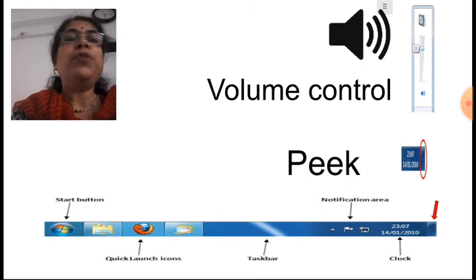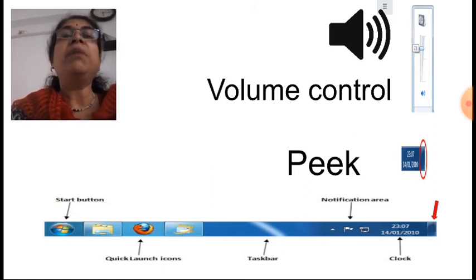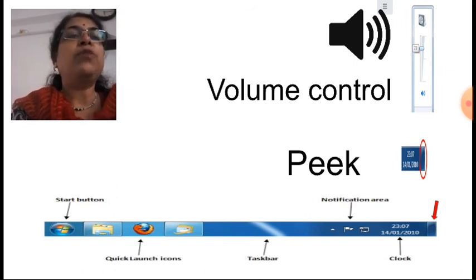Simply bring your mouse pointer on this peek area, that is on the rightmost corner at the bottom of the screen, and if you click, all the applications will be kept aside and it will give preference to showing the desktop. Means all the applications will become transparent and you can see the desktop. Got this? So whenever you do the practical or the activity, you have to try this. That option is called peek, after the date and time.